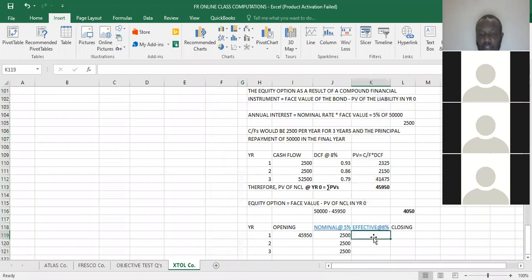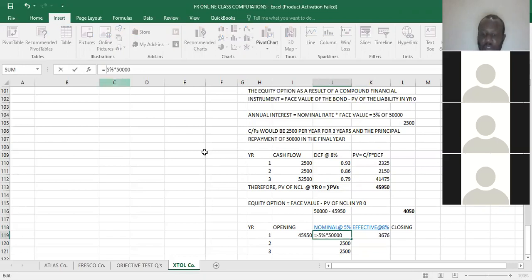Yes. So our effective now will be equal to 8% of 45,950, of that opening, exactly. So that's that figure. And then please remember that all your nominals will be subtracted. Your nominal is subtracted in arriving at your closing value, while your effective is added.